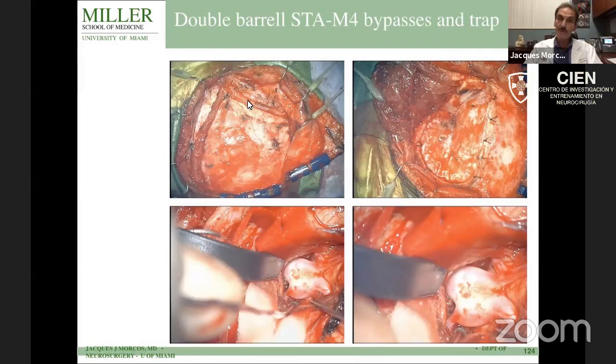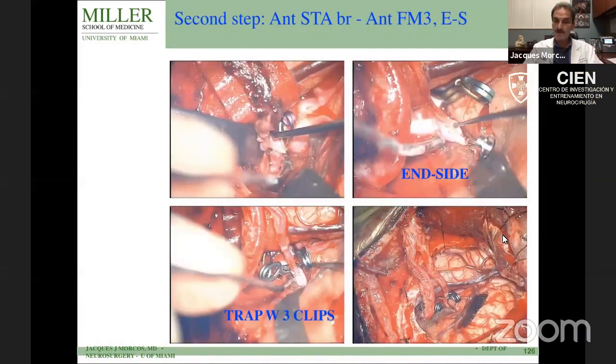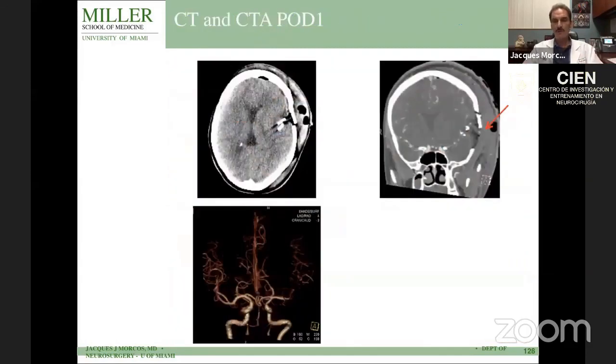I proceeded with a double barrel bypass, but look at those STAs, they're excellent. Once you dissect them, they look much better than what the angiogram suggested. Here is the ugly aneurysm she has, and that's after finishing a double barrel bypass. You can see one side and the other side to the 2 branches, and I trapped the aneurysm. And she did beautifully. I have many, many years of follow-up on this patient.